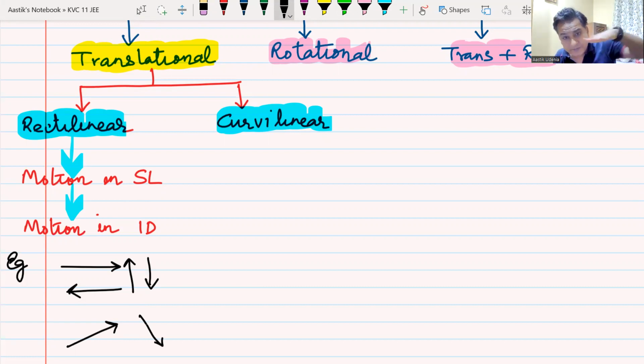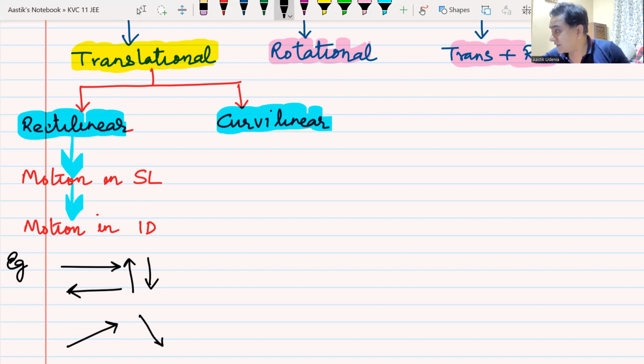Now, even if they turn and they come in the same straight line, that is still known as motion in a straight line. Do we understand what I'm saying? Yes, sir. So, unless and until they turn and move in some other direction, the motion remains motion in a what? Straight line.